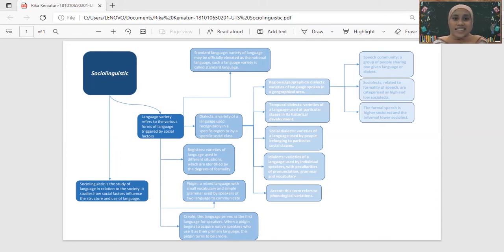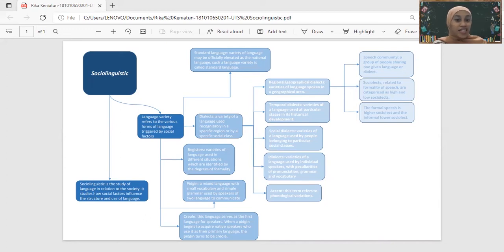So the first one is standard language. A variety of a language may be officially elevated as the national language. Such a language variety is called standard language. And then the second one is dialects. The definition is a variety of a language used recognizably in a specific region or by a specific social class.